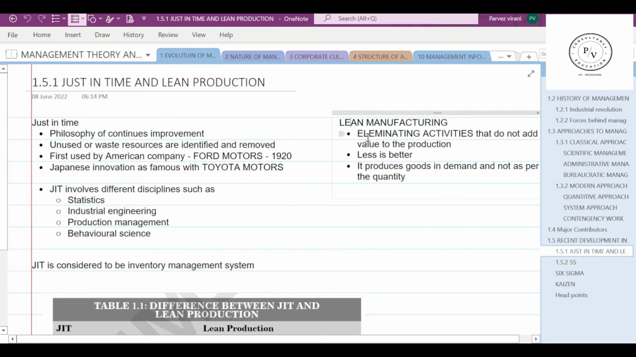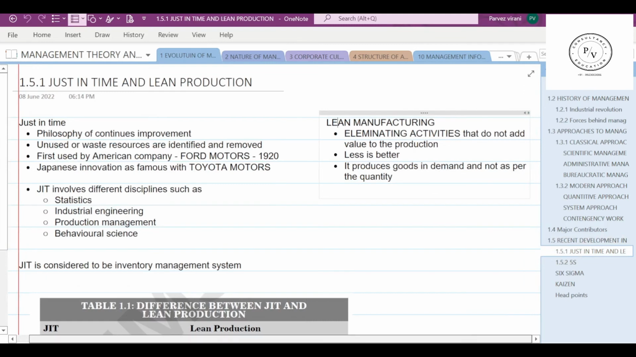So lean manufacturing, let's first go to lean manufacturing. Eliminating all activities that do not add value to production. So that's simple: eliminating all activities that do not add to the value of production is called lean manufacturing. Less is better, it says. It produces goods in demand and not as per the quantity.